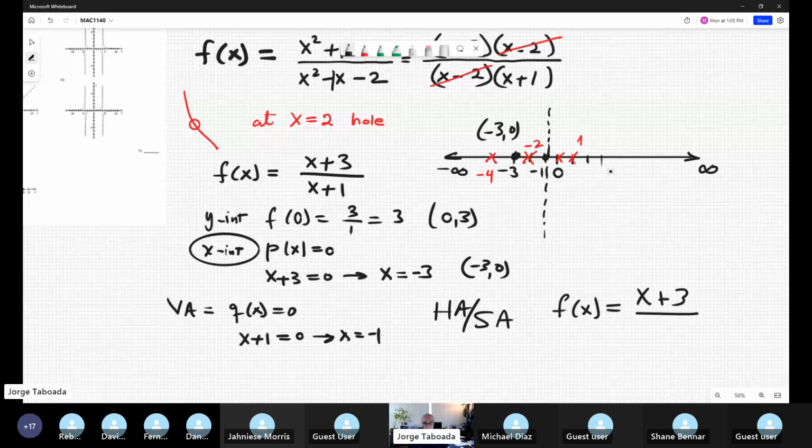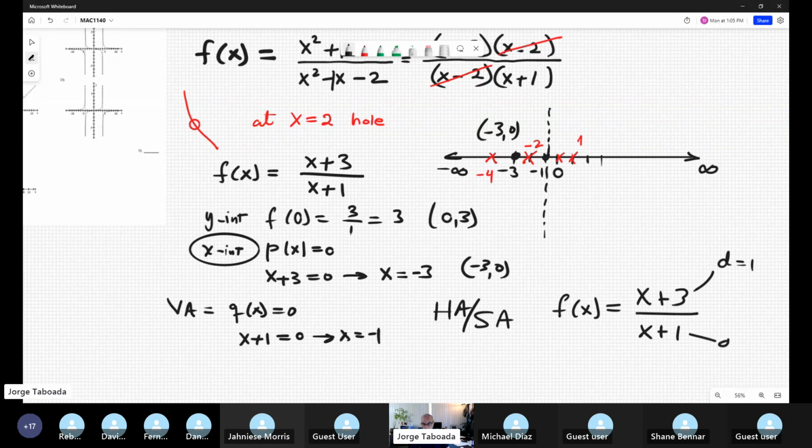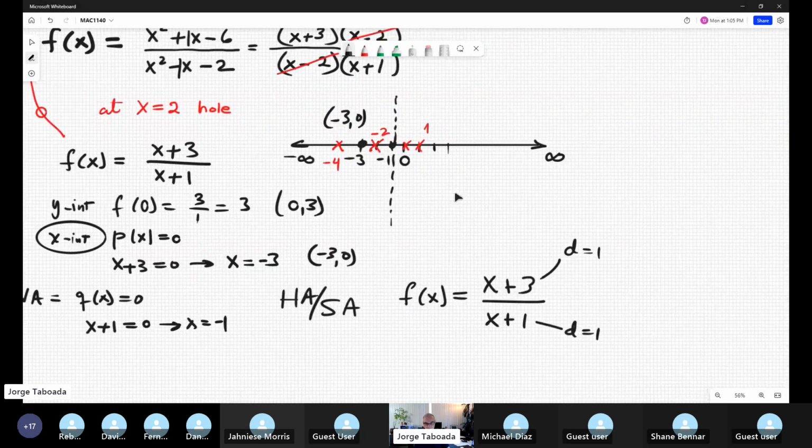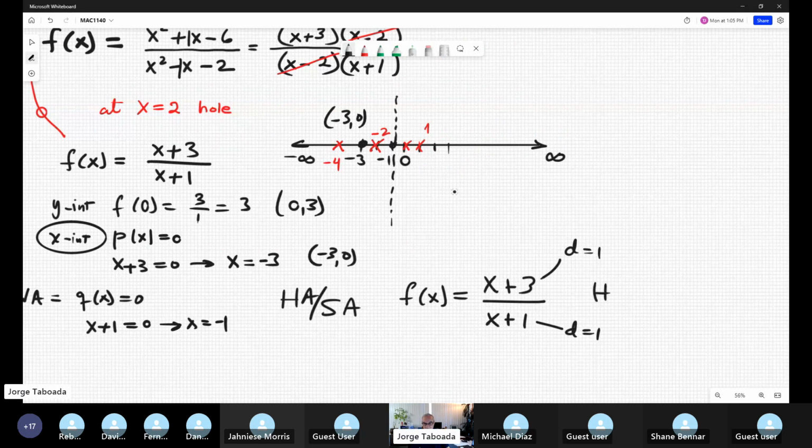So now you are doing the famous degree analysis. Degree of this polynomial is 1, linear. Degree of this polynomial is 1, linear also. Same degree. So I know very well that yes, we have a horizontal asymptote at y equal 1, because it's the division, this number divided by this.